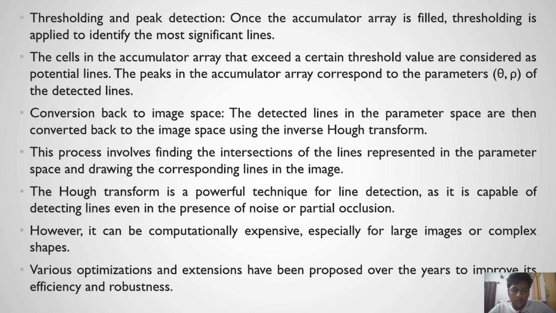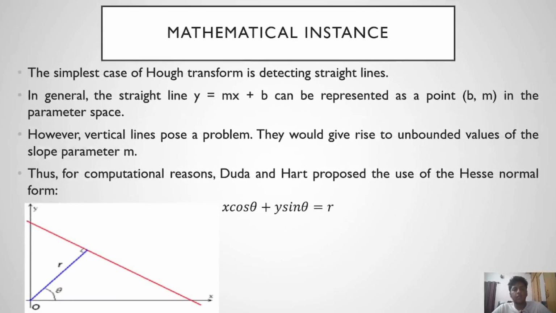So the Hough transform is a powerful technique for line detection, and it is capable of detecting lines even in the presence of noise or partial occlusion. However, it can be computationally expensive, especially for larger images, complex shapes, or data that is pretty huge. Various optimizations and extensions have been proposed over the years to improve its efficiency and robustness.